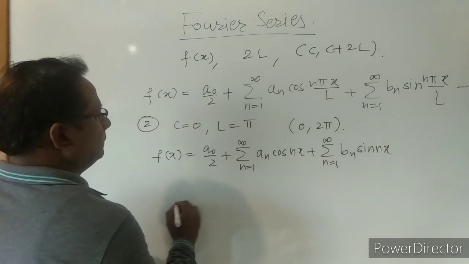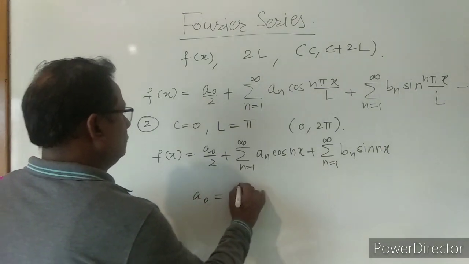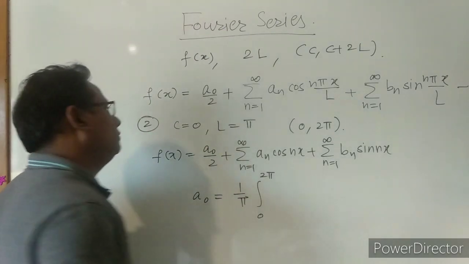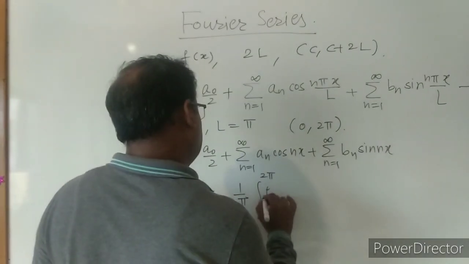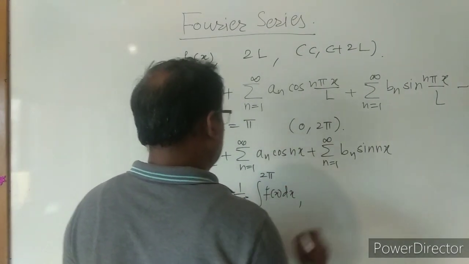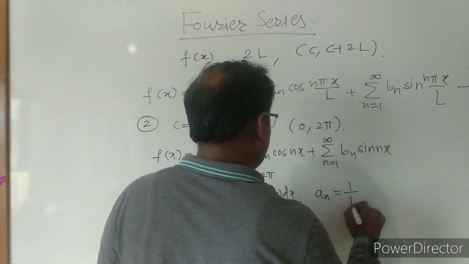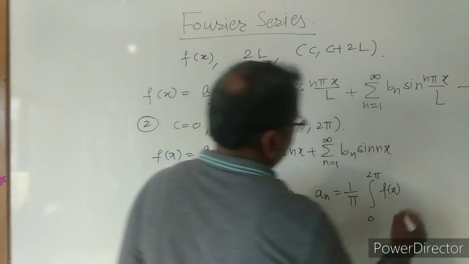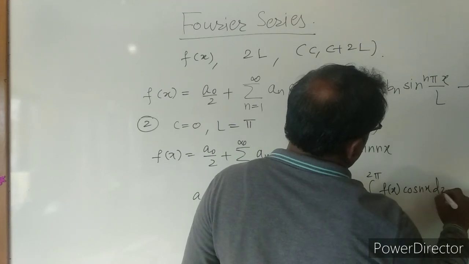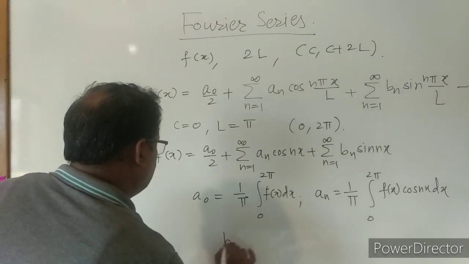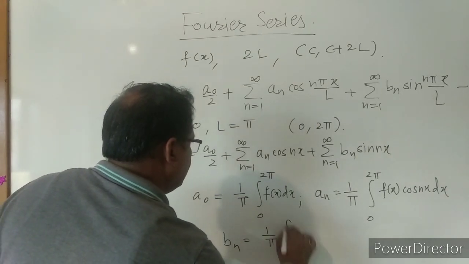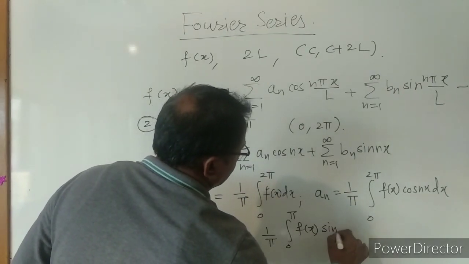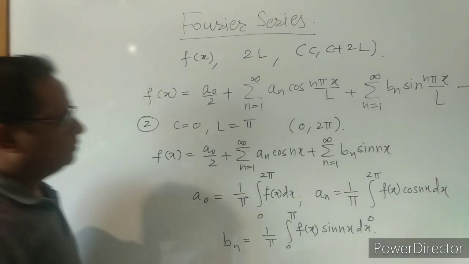Okay, and the coefficients are given by a0 equals 1 upon pi integral 0 to 2 pi. Now c to c plus 2L means 0 to 2 pi f of x dx. An is given by 1 upon pi integral 0 to 2 pi f of x into cos nx dx, and bn is given by 1 upon pi integral 0 to pi f of x into sin nx dx. So this is the case 3.